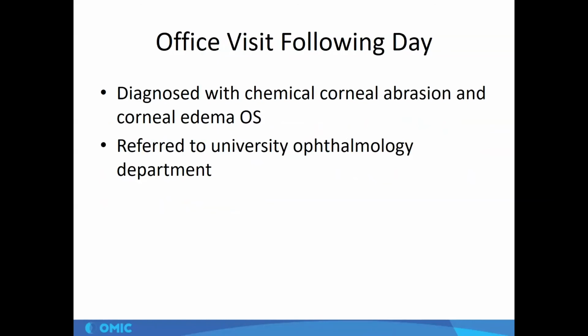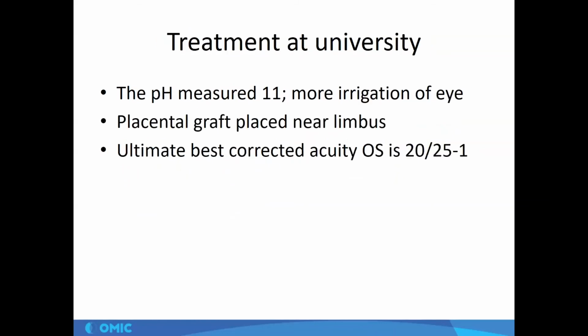So on the following day, the patient was diagnosed with a chemical corneal abrasion and corneal edema and referred to the university ophthalmology department. At the university, the patient was treated with more irrigation of the eye after the pH was measured at 11. A placental graft was placed near the limbus, and the ultimate best corrected visual acuity was 20/25 -1 in that eye.